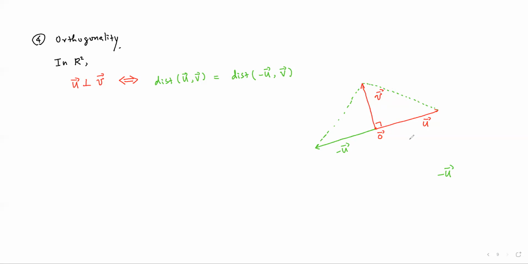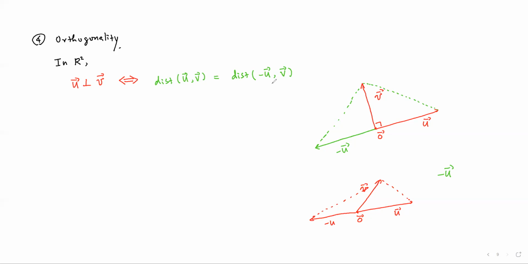If you don't believe it, you can draw a second diagram. Say here, u. Now v. This time v is not orthogonal to vector u. Let me draw negative u here. Now the distance between u and v is not equal to the distance between negative u and v. So u is orthogonal to v if and only if this distance is equal to this distance.